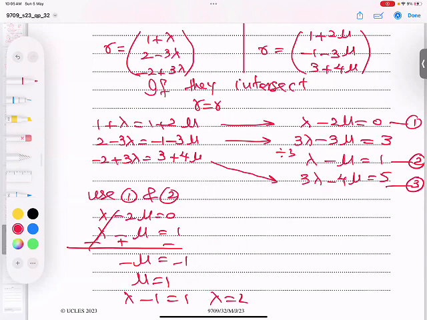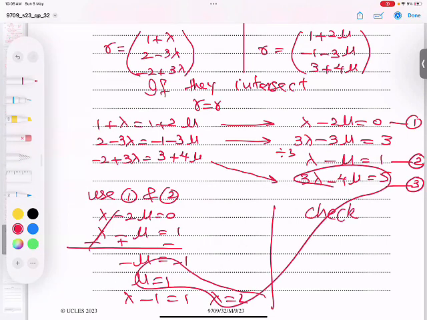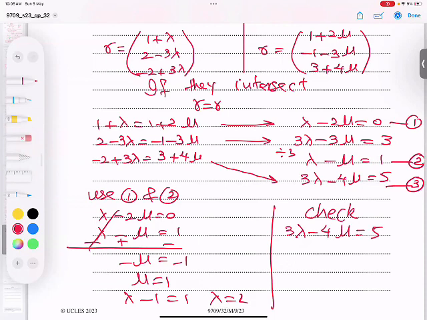Okay, this part is very clear. Let me recheck. This is going there, and I think it's clear. Now, for checking purposes: what is the check? I will plug both values into the third equation. If the left and right sides match, they will intersect. If they don't match, they don't intersect.